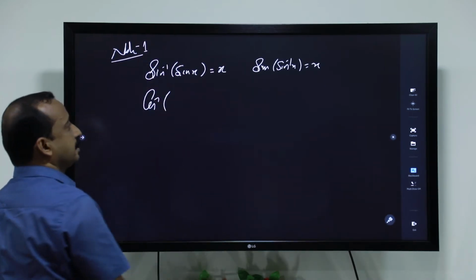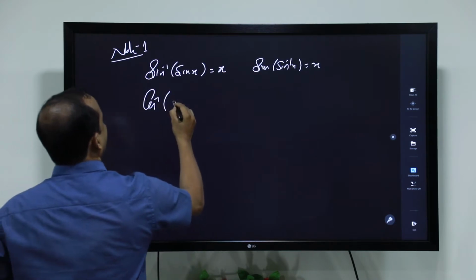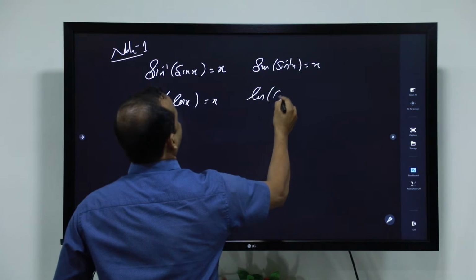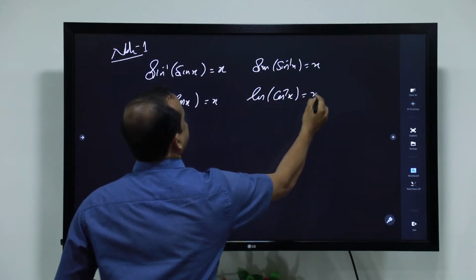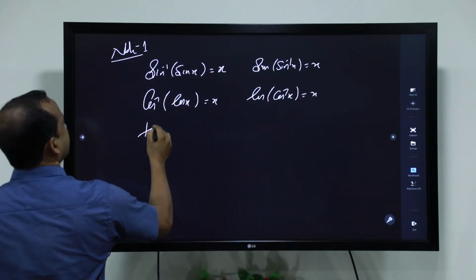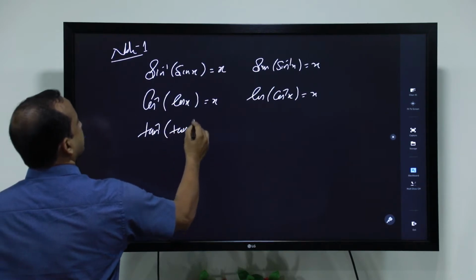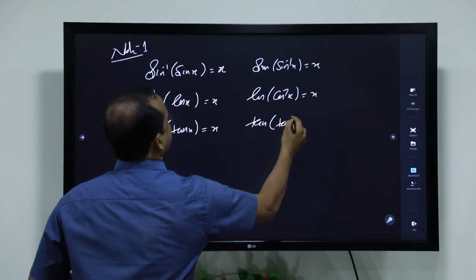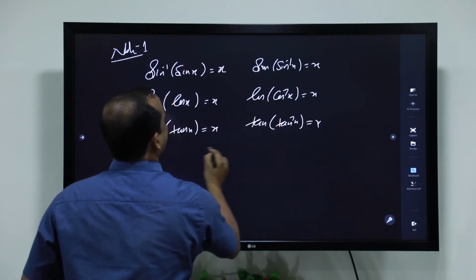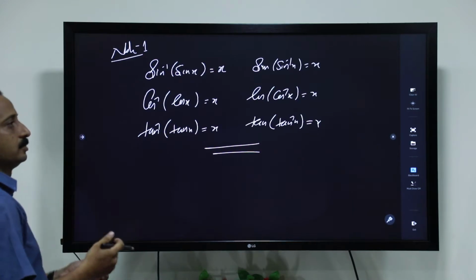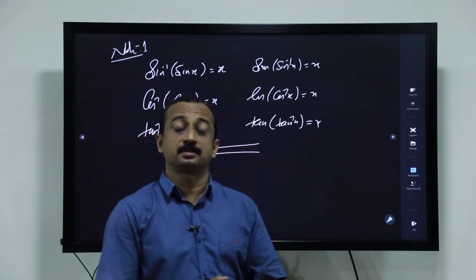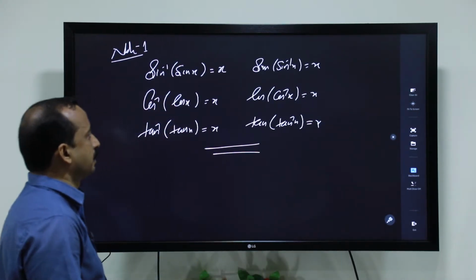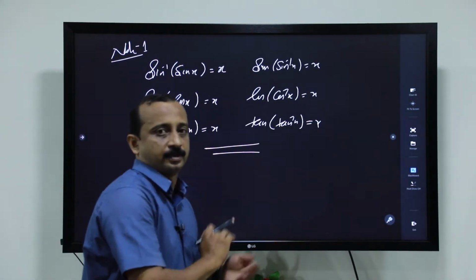Sine inverse sine x is x, sine of sine inverse x is x. Similarly cos inverse cos x is x, and cos of cos inverse x is also x. Tan inverse of tan x is equal to x, and tan of tan inverse x is also x. Similarly cosec of cosec inverse x, sec of sec inverse x and cot of cot inverse x also give the same function x. That is called the identity function. Learn this formula by heart.